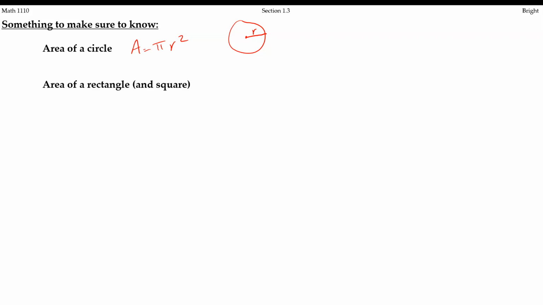Area of a rectangle is length times width, where we have a rectangle like this, and we're going to pretend that that's a perfect rectangle. All these angles are 90 degrees, and opposite sides are of the same length. I'm going to call this L and this W. Just a reminder on that. In a square, certainly length and width would be the same, so it would be just side squared.